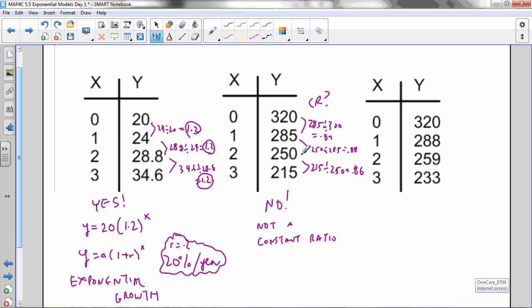I think this is actually linear. It looks like it's going down by 35 each time. So this is just a linear model, I believe.